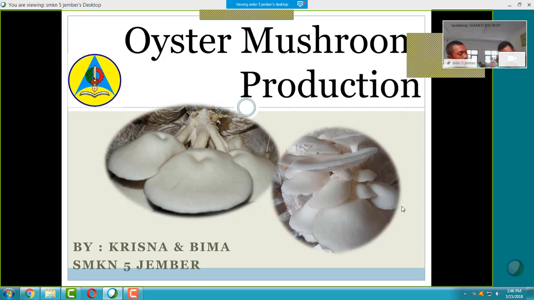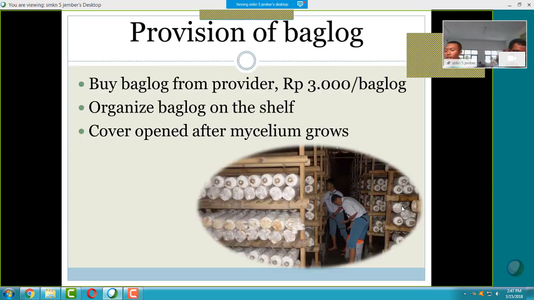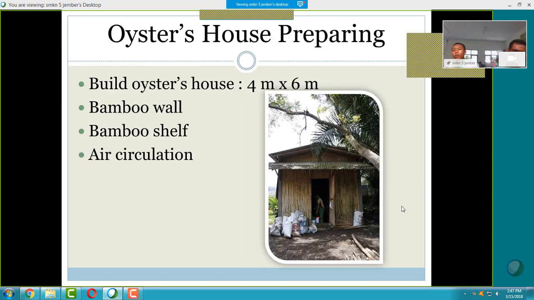Okay, thank you. And one more question from us. Can you show us slide number 2, the picture of your mushroom house? Yes, we have.